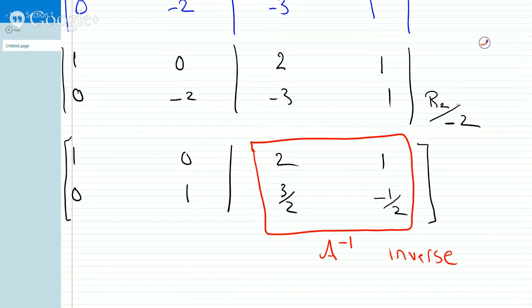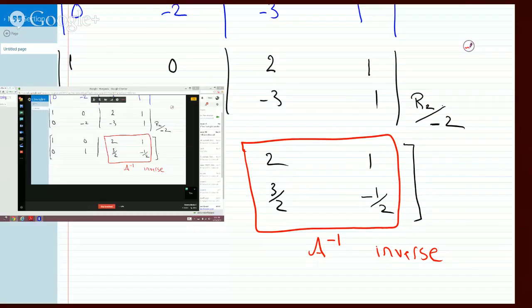That's the method. Is that what we got here? We can check. Yeah, minus 2, 1, 3 over 2, minus half.